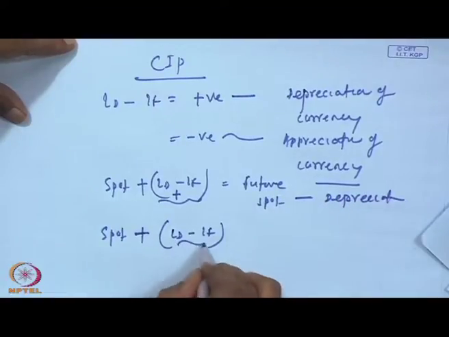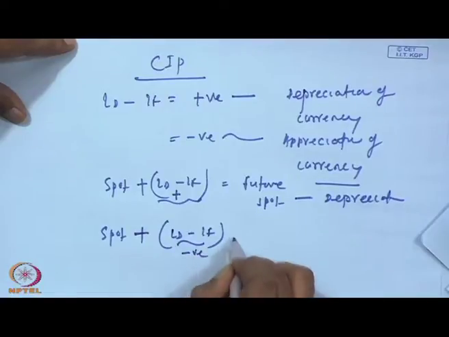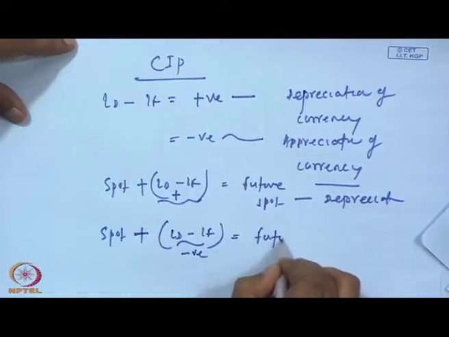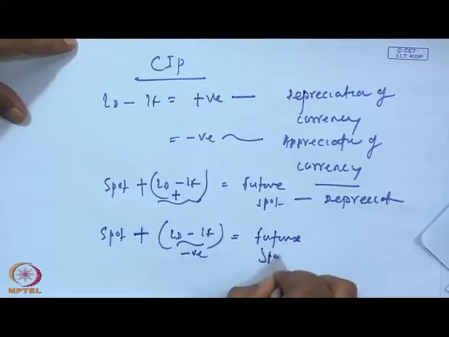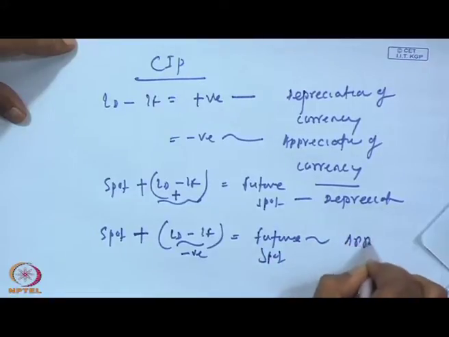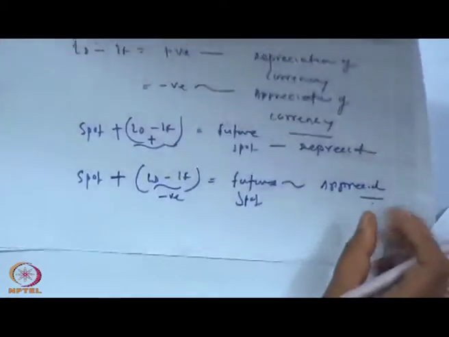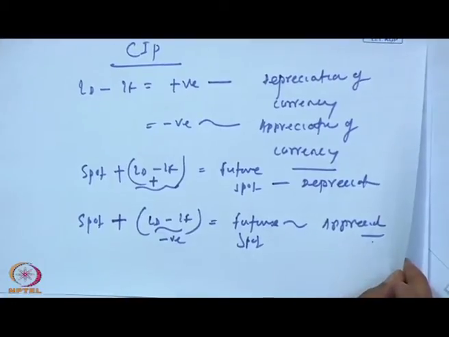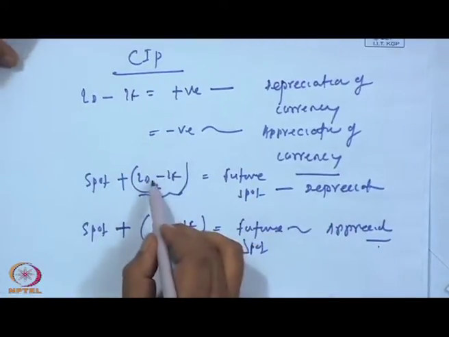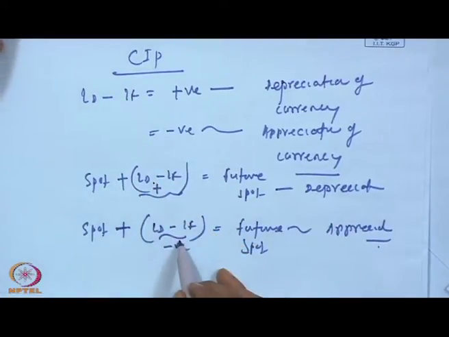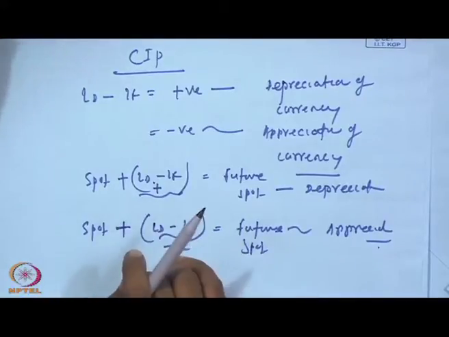If it is negative, future spot will appreciate. This is the calculation process for covered interest parity. What is covered here? The interest rate differential is covered in forward discount or forward premium. That is the theory of forward spot.